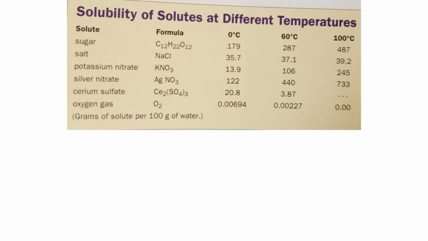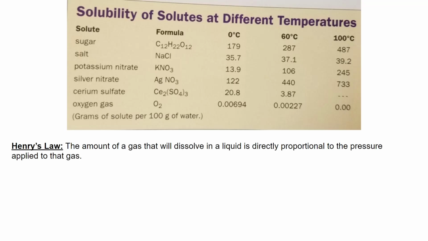Henry's law, named for the English chemist William Henry, summarizes the effect of pressure on gases. Henry's law states that the amount of a gas that will dissolve in a liquid is directly proportional to the pressure applied to that gas. In other words, when more pressure is applied to a gas, more of the gas will dissolve. When the pressure decreases, the gas will escape. That's why pop gets flat if you leave the top off. The pressure decreases, allowing the carbon dioxide to escape.